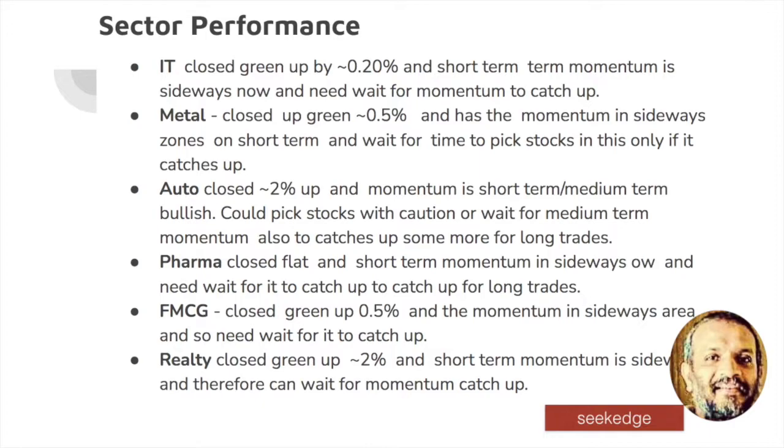Pharma is flat with sideways momentum, so we'll have to wait. FMCG also flat and momentum also sideways. Realty is up, but short-term momentum is still flat and sideways, so we'll have to wait. So what is the only sector right now? Auto. After that, IT. These are the two sectors that are close to bullishness with the momentum.